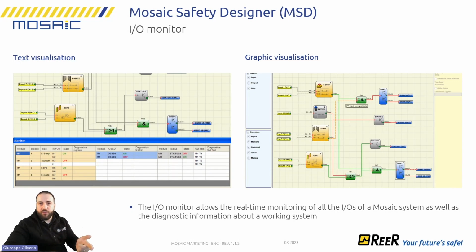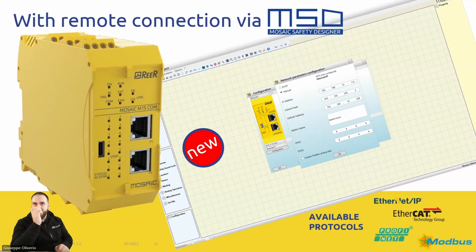So if you have to do some maintenance, go and check only the e-gate connections. Now, the M1S COM, a small overview of the M1S COM, that again on board has 4 protocols. So Ethernet IP, EtherCAT, Profinet, and Modbus TCP.